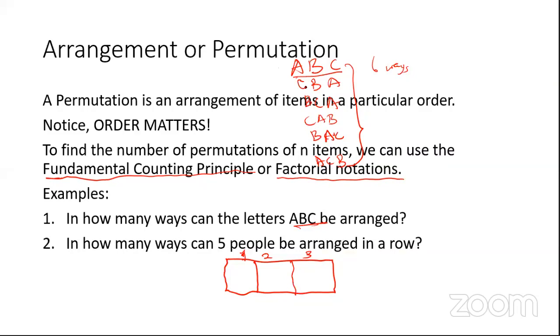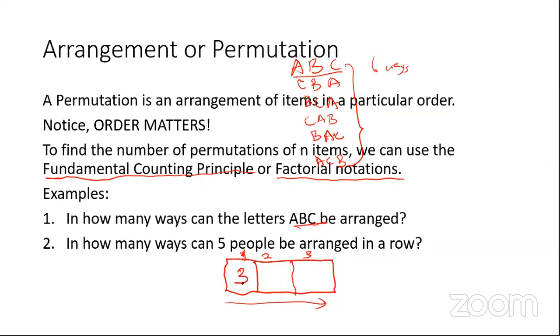Now, how many letters do I have? I have A, B, C. So if you want to use the principle of counting, I have 3 letters. How many options do I have to fill this first box? I'm filling it in this order. How many letters can I put in the first one? All the 3 I can put. I have 3 letters, so I have 3 ways.